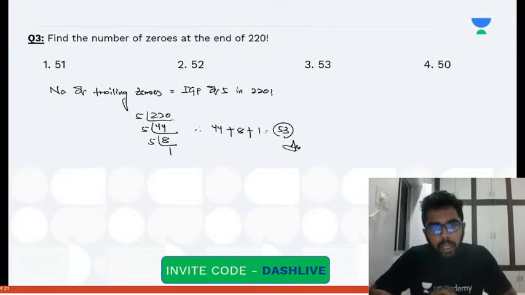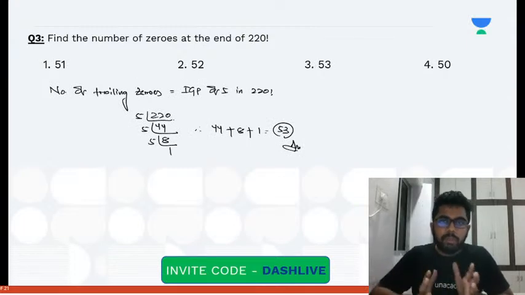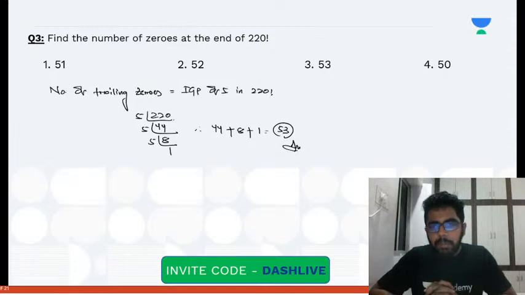So this is how it's done. IGP of 5 in 220 factorial, divide 220 by 5. So the IGP is 53.